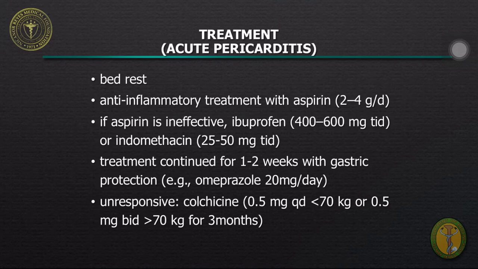Glucocorticoids can be given to suppress the clinical manifestations of acute pericarditis in patients who have failed therapy with anti-inflammatory treatment. Full-dose glucocorticoids should be given for only 2 to 4 days and then gradually tapered.